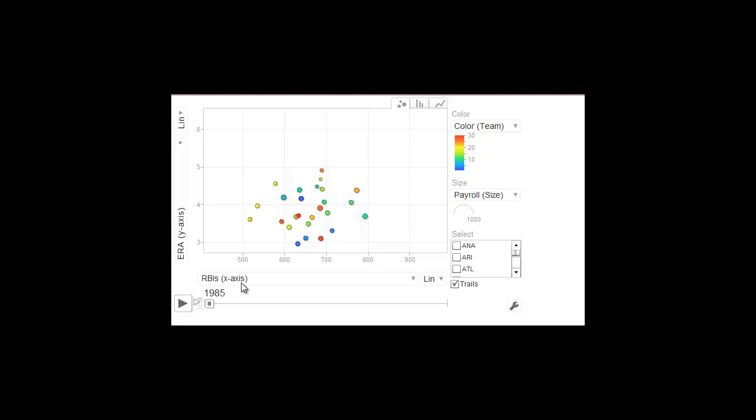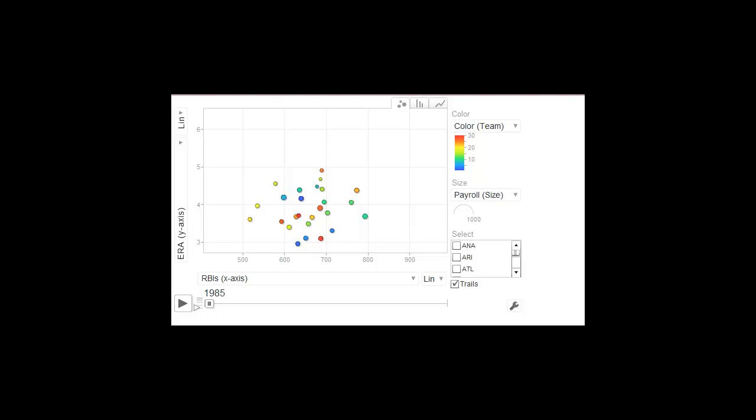The Atlanta Braves spent about $15 million in 1985, the largest team salary that year. The least spent that year was $4.6 million by the Seattle Mariners. In comparison, the largest salary in the data set and the largest bubble belongs to the 2008 New York Yankees at $212 million.